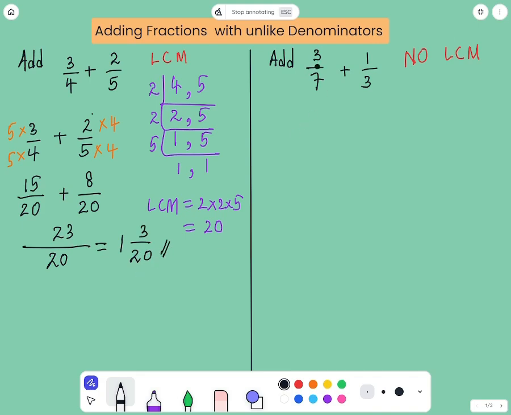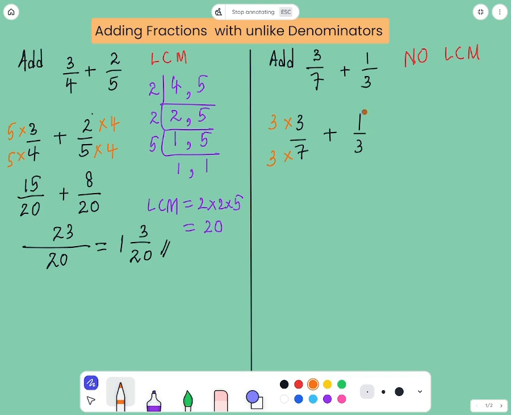Next example, 3 over 7 and 1 over 3. For this one, I'm not going to use LCM. No LCM. 3 over 7 and 1 over 3. And what I'm going to do is multiply this denominator by the other denominator. So 7 multiplied by 3. Then when you multiply the denominator by 3, you have to multiply the numerator also by 3.